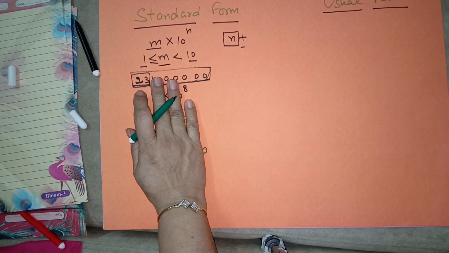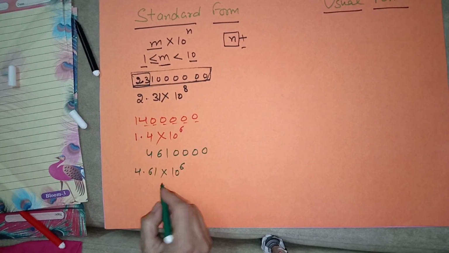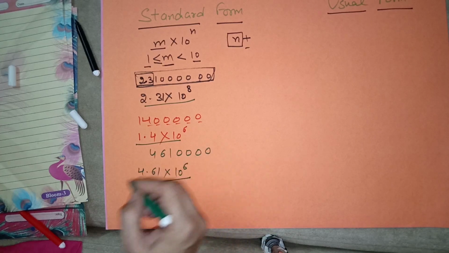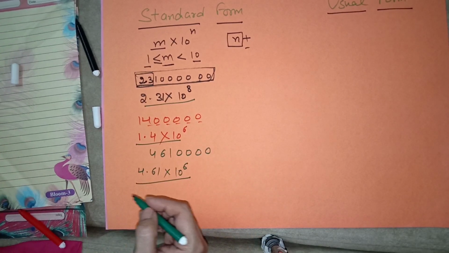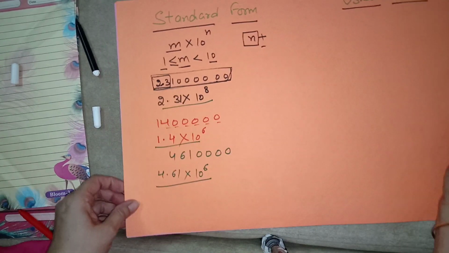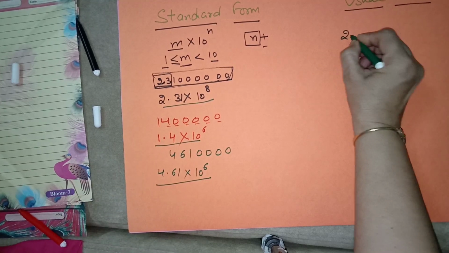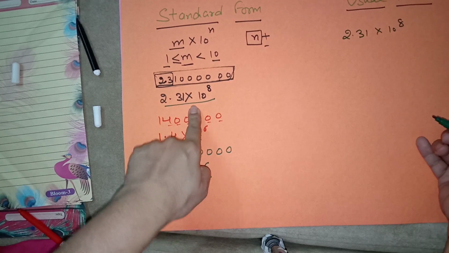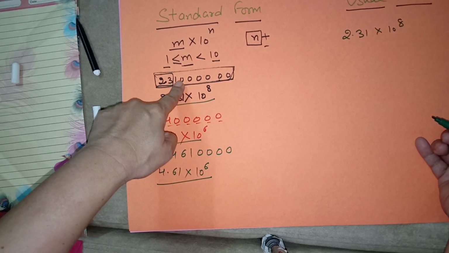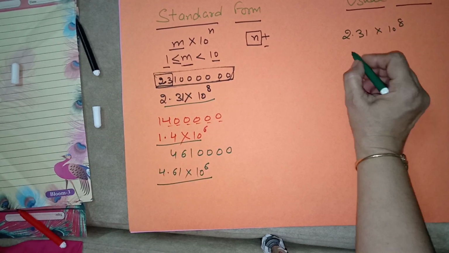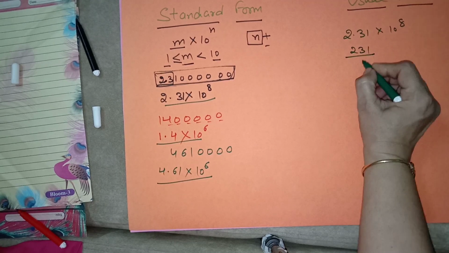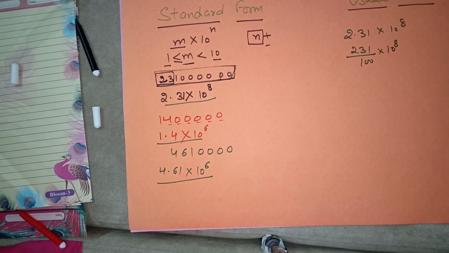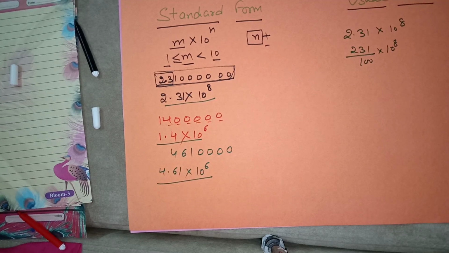Now how to write these numbers, which are in standard form, in the usual form? Just see, I will take the same example: 2.31 multiplied by 10 raised to power 8. This standard form is given, and you have to convert it to the usual number. How will you convert? First remove the decimal.